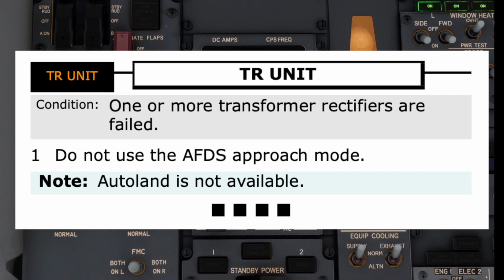"1. Do not use the AFDS approach mode." AFDS stands for Autopilot Flight Director System. So the checklist prevents us from selecting approach mode, which has implications for the approach. Will we fly a non-ILS and keep the automation in VNAV and LNAV? If we fly an ILS, without flight directors selected, we'll have to hand fly the approach.